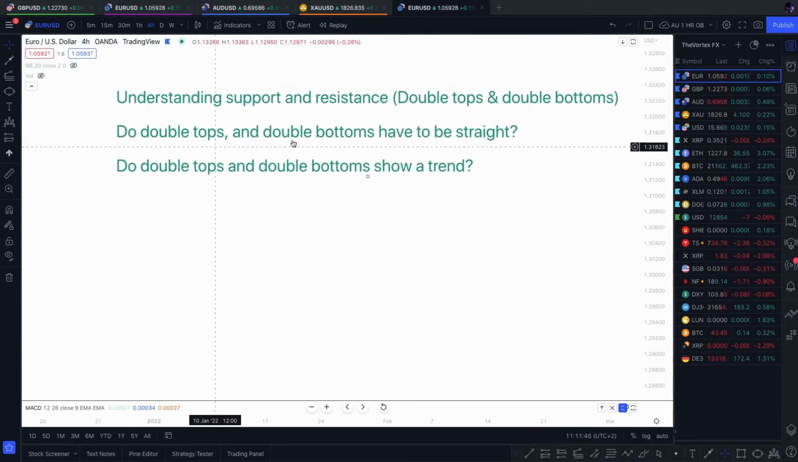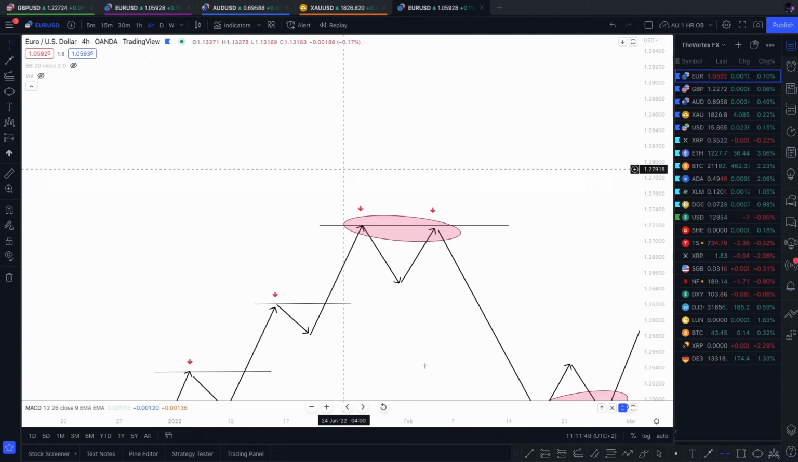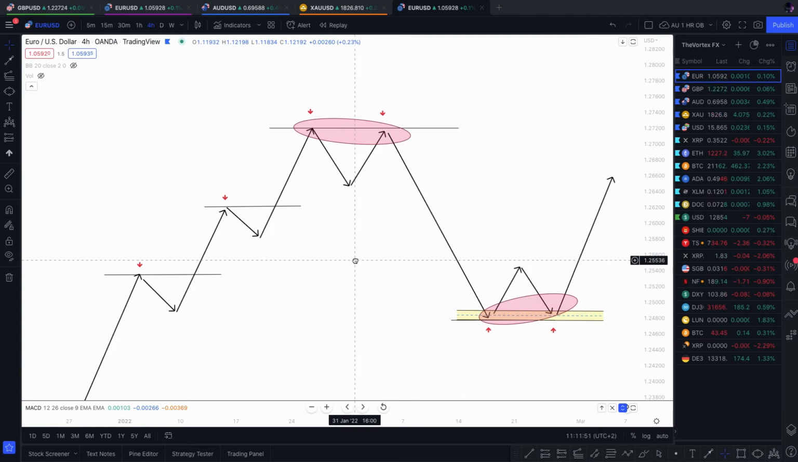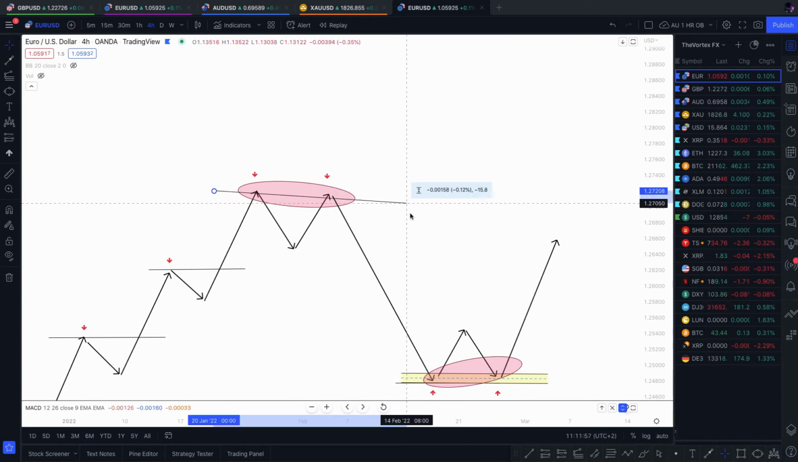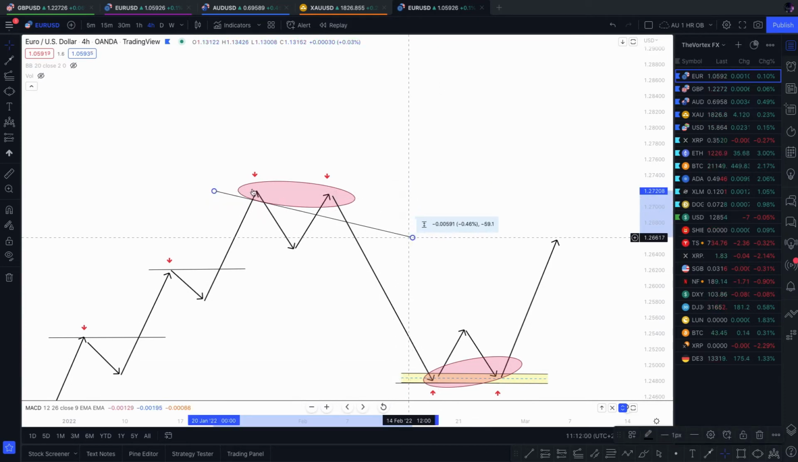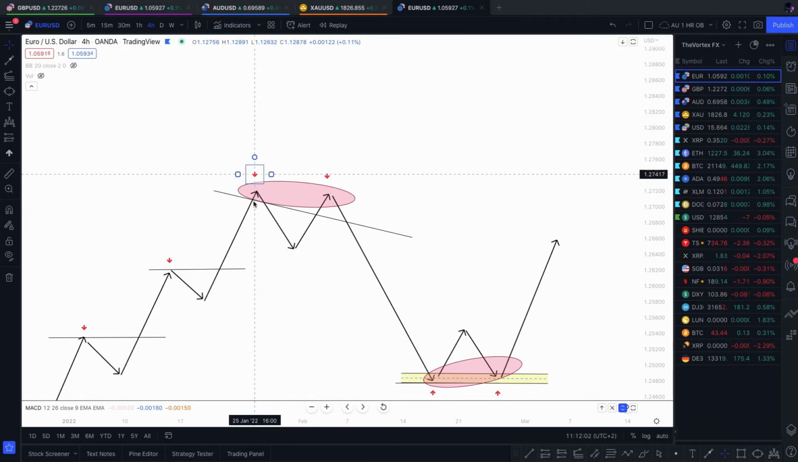Do double tops and double bottoms have to be straight? All right. Now, generally, we see them very evenly placed out like this, right? We don't usually see a resistance like this.